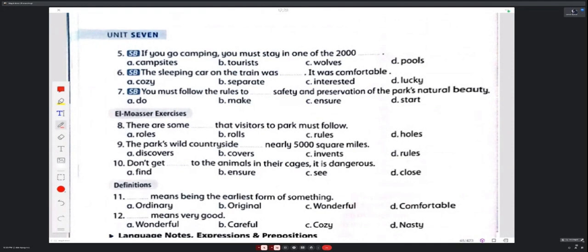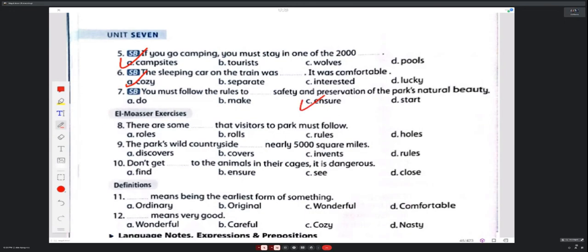Sleeping car on the train was dash. It was comfortable, it was cozy. You must follow the rules too, to ensure safety and the provision of the park's natural beauty. To ensure safety.